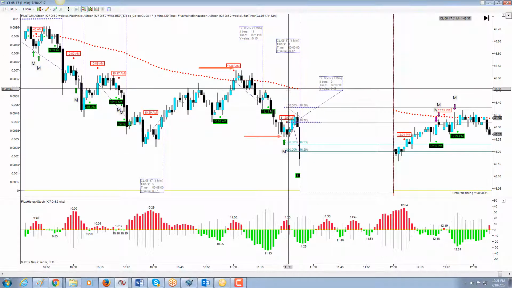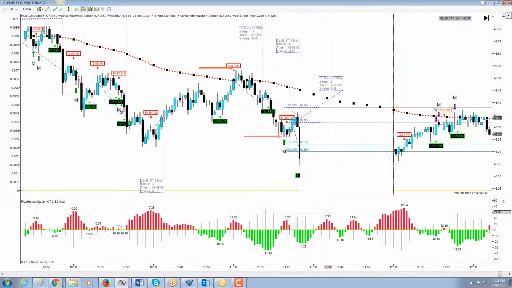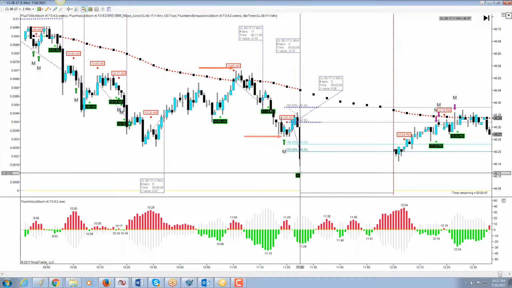Now, trend is still down. When's the next time? 11:35. At this point, it's 11:25. You have 10 minutes to do whatever you want.